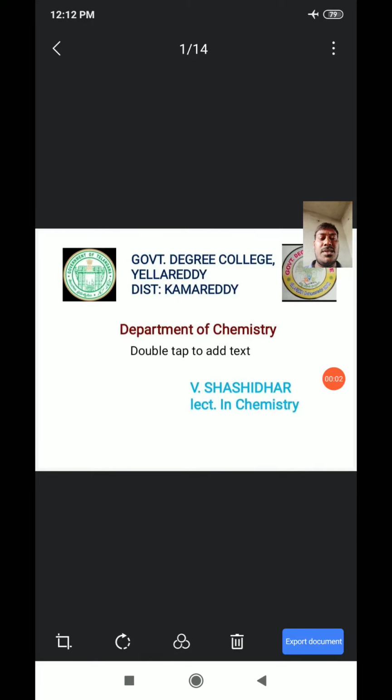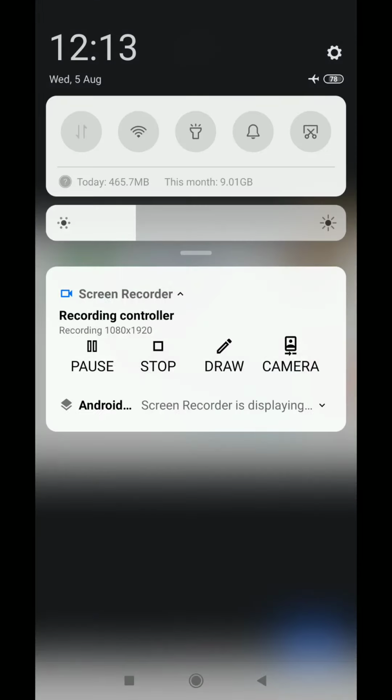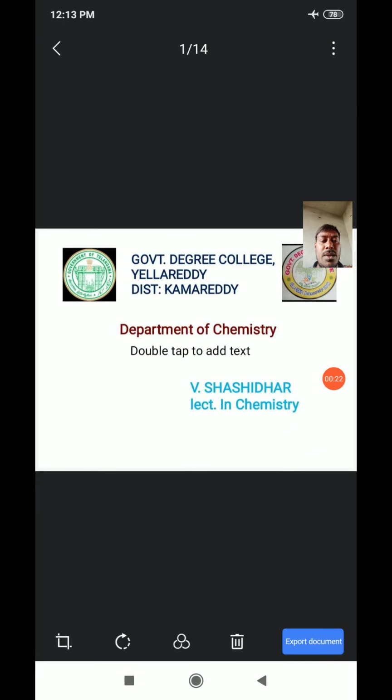Hi everyone. Today we are discussing amino acids. In the last class we discussed the preparation of amino acids and some physical properties of amino acids. Today we are discussing the chemical properties of amino acids.